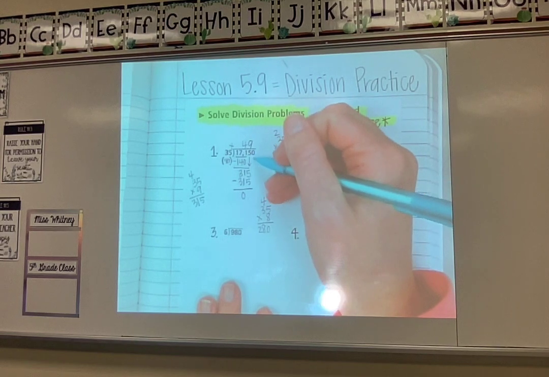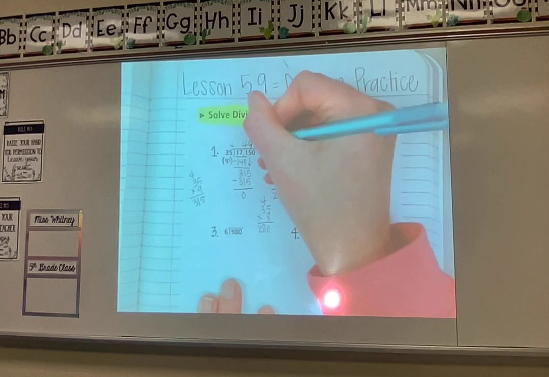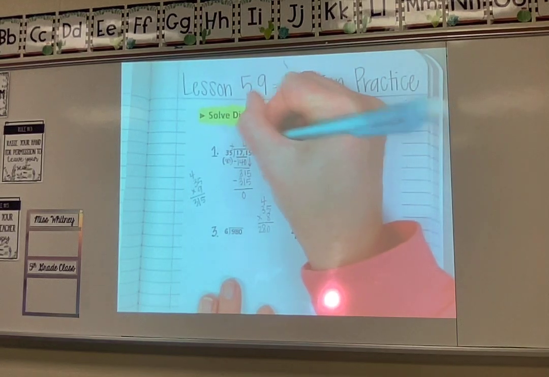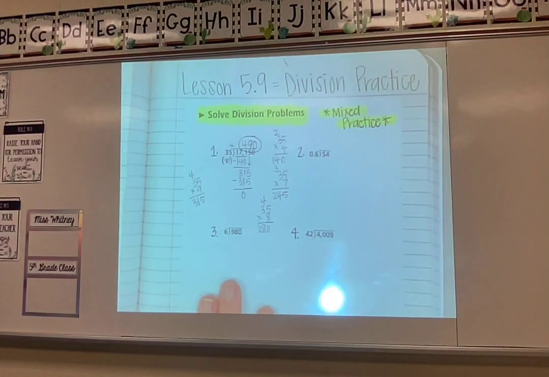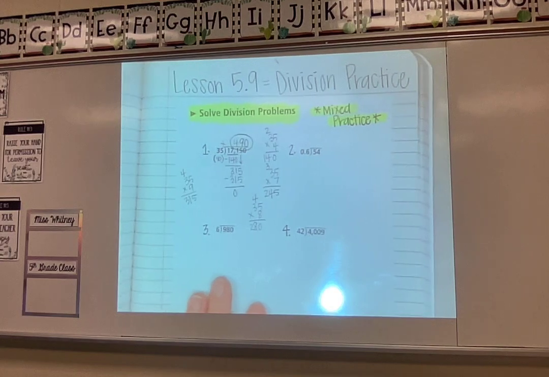We can count how many zeros we have left to bring down and just add them to our answer. So I can just add one more 0 to my answer, 490. We can't forget to look for those extra zeros. All right, let's try another one. We're gonna do number 2 next.